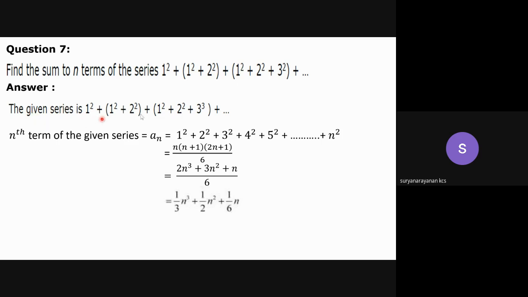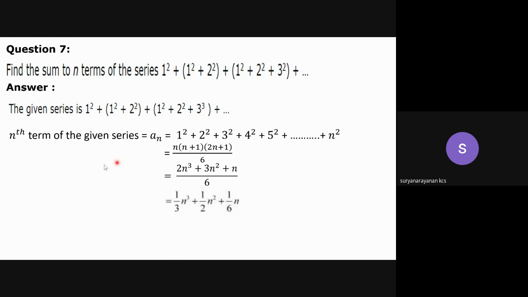The given series is 1 square plus 1 square plus 2 square plus 1 square plus 2 square plus 3 square plus and so on. If you observe this series, the first term, what is given here? 1 square only. Plus, this is treated as the second term. In the second term, what is given? 1 square plus 2 square. Plus, treat this entire expression as the third term. What is this expression? 1 square plus 2 square plus 3 square. So, the third term is written as 1 square plus 2 square plus 3 square. Not a 3 cube. Here, print mistake. 1 square plus 2 square plus 3 square only.